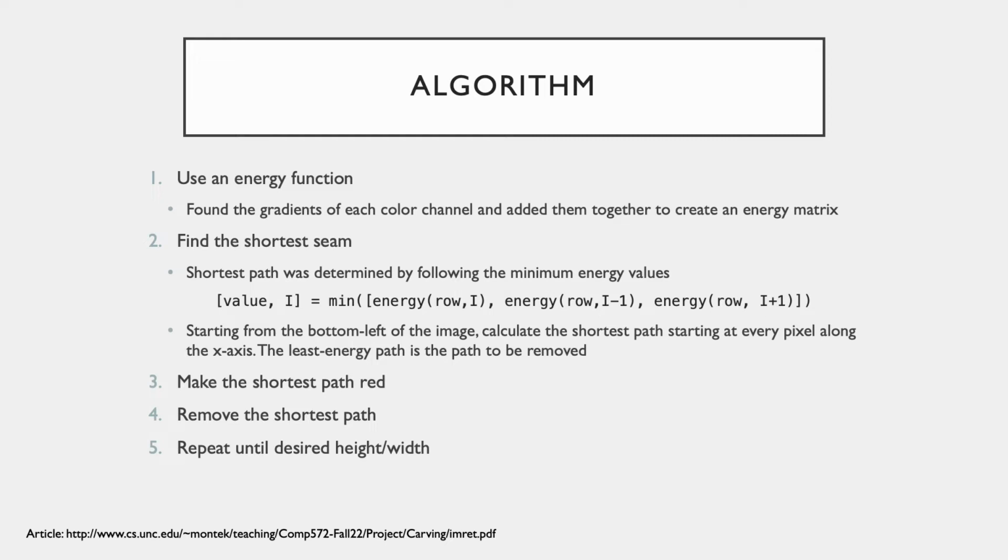I started from the bottom left of the image and calculated a shortest vertical seam starting at every pixel across the x-axis, then choosing the seam with the smallest cumulative energy to remove. Each individual seam was found by taking the current pixel index and taking the minimum value from the neighboring indexes in the row above. Then I made each shortest path red to visualize them before removing them. This process is repeated until enough seams are removed.